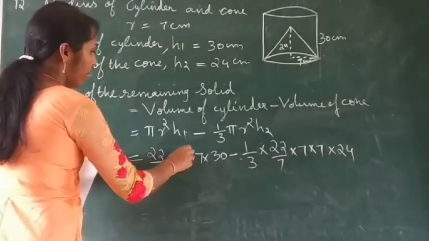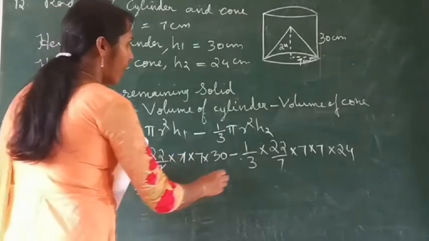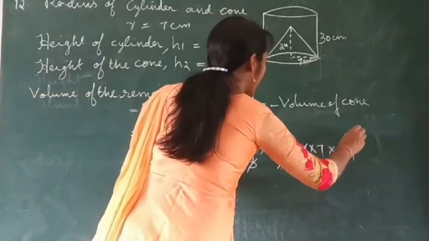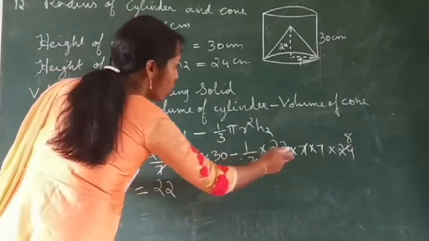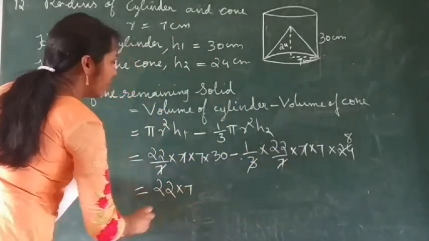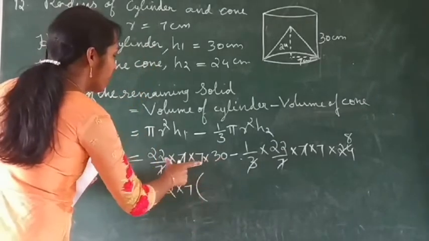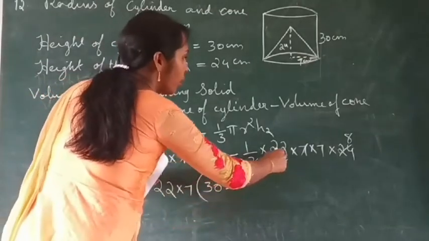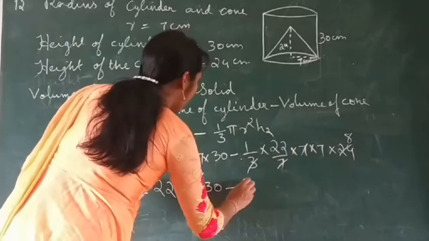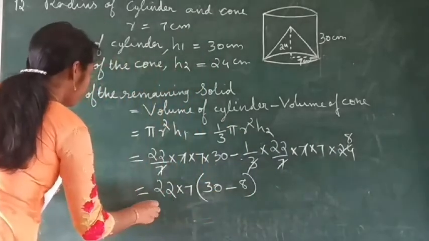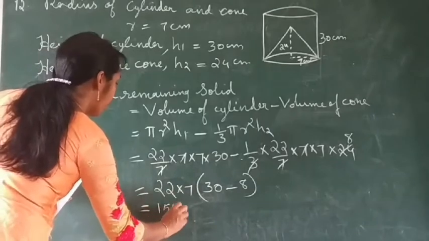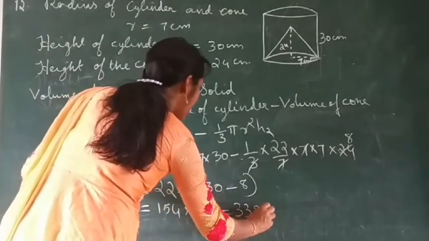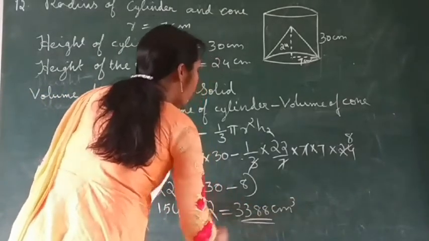So 7 and 7 can be cut, and here also 7 and 7 can be cut. 3 and 24 will be cut and it will be written 8. 22 into 7 is common, therefore we can write 22 into 7 inside the bracket. Here what is remaining is 30, minus 8, that is 30 minus 8. So 22 into 7 is 154 into 30 minus 8 is 22, that is equal to 3388 centimeter cube. This is the volume of the remaining material.